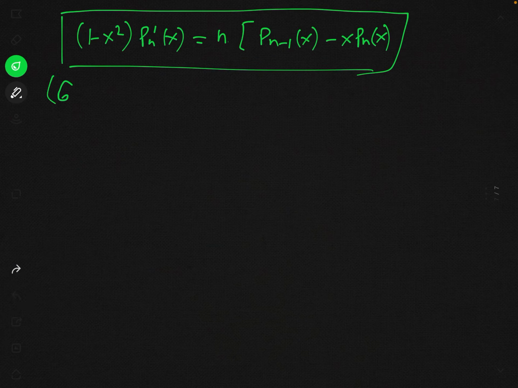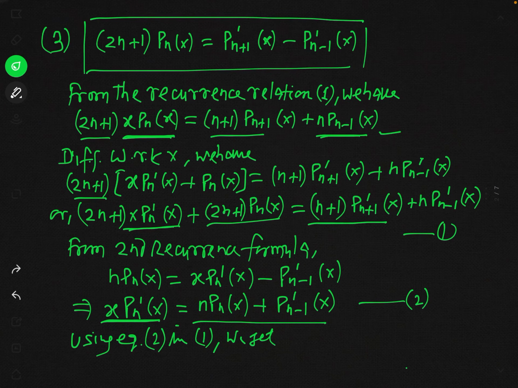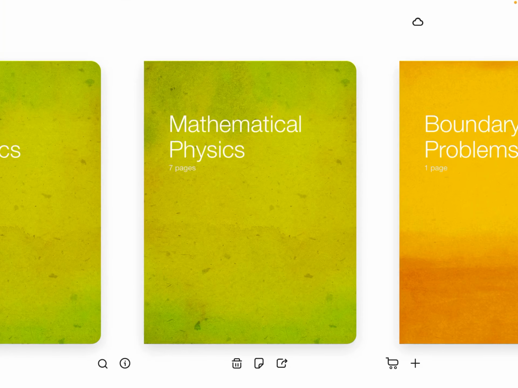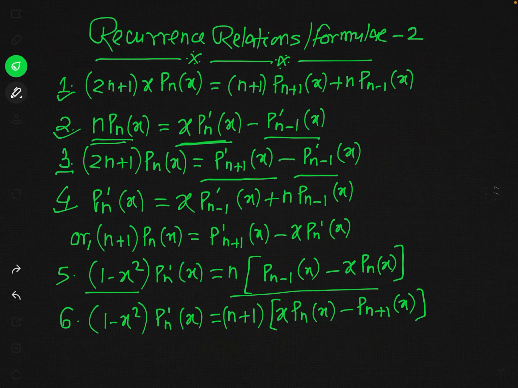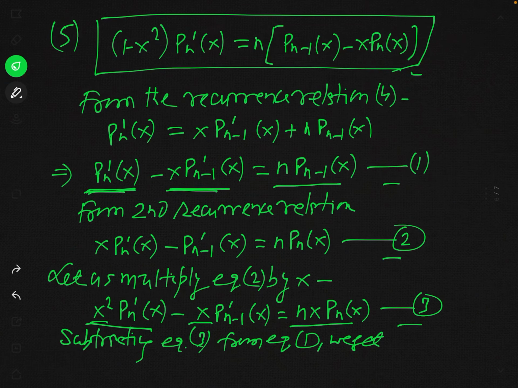Now we are going to prove the last, that is the sixth recurrence relation. So again I will first mention the sixth relation, and after that we will prove it. I mentioned earlier in the beginning all the 6 recurrence relations. So you can see here that this is 1 minus x square Pn prime of x equal to n plus 1 x Pn of x minus Pn plus 1 of x. So again I am writing it directly, and then we will prove it.